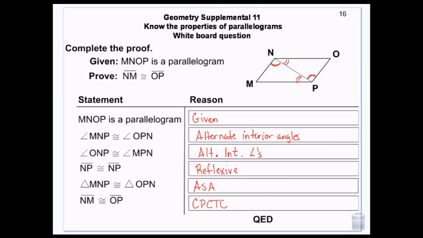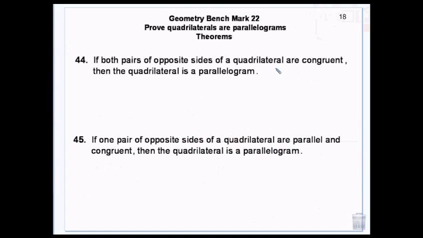What? You want to write it out the long way? Okay, corresponding parts of congruent triangles are congruent. See? Long way.